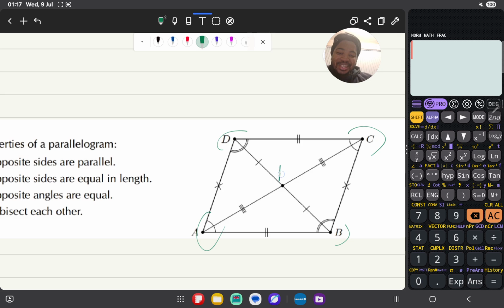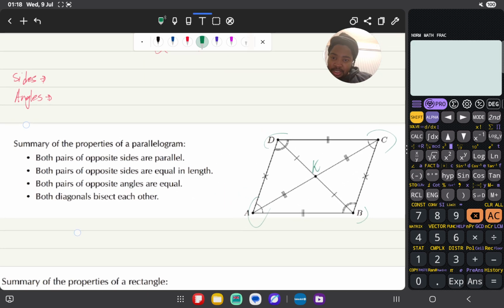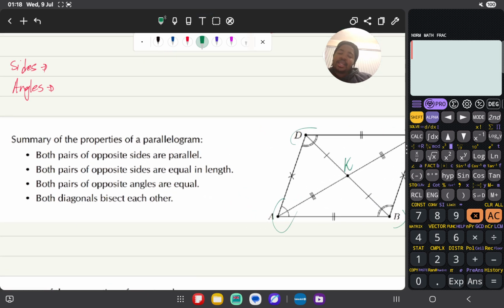Let me put a letter here and say K, right? So AK equals CK, same length, right? DK and BK, same length, right? So that means that this is the midpoint of every diagonal. It's the center for both diagonals BD and AC. They just said both diagonals bisect each other, right?